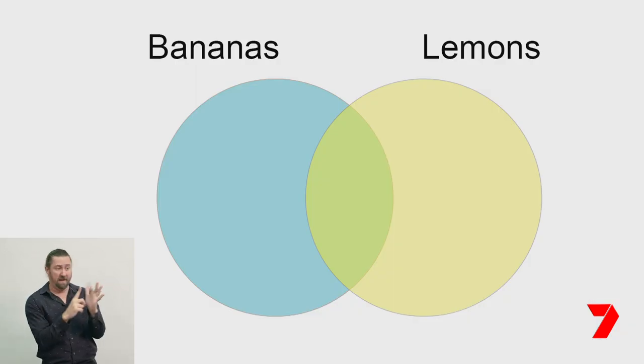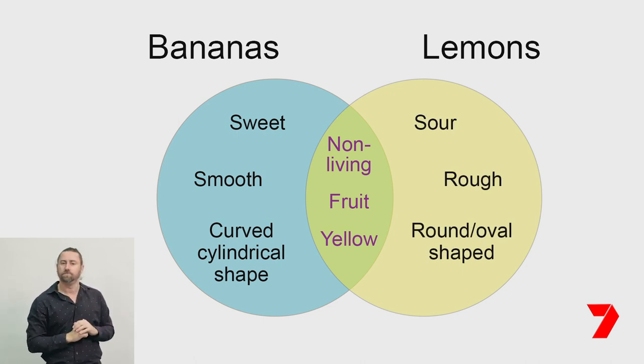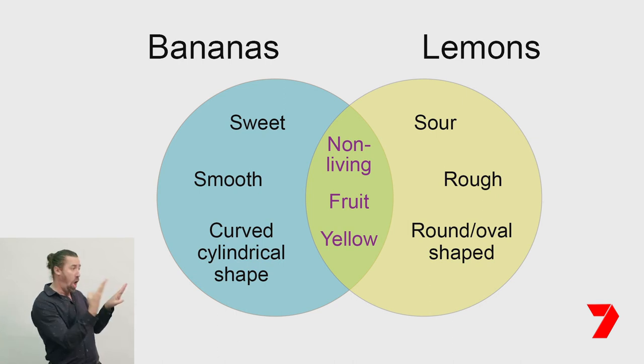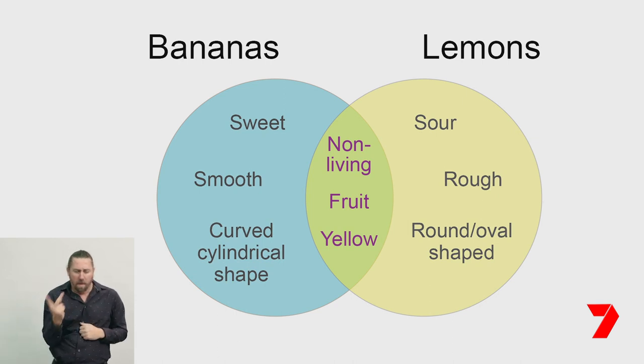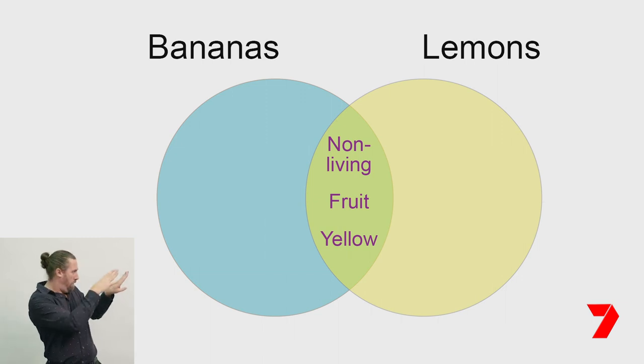So, we know that both bananas and lemons were grown from trees, and whilst the trees are living, the fruit has been picked and doesn't show the characteristics of life. So the fruits are now non-living. Now, let's fill out our Venn diagram. We'll place all the unique features of bananas in one circle and the features of lemons in the other. All the features that are the same for both will be placed in the overlapping section of our diagram. Now, what are the features of bananas and lemons that were the same? They're similar in that they are both fruits that grow on trees and they are now non-living things, and they're both yellow. So these can go in the overlapping sections of the diagram.